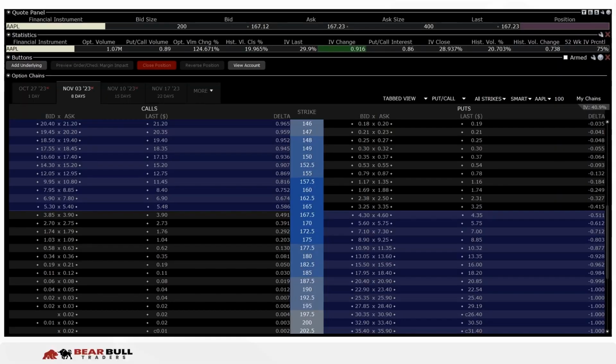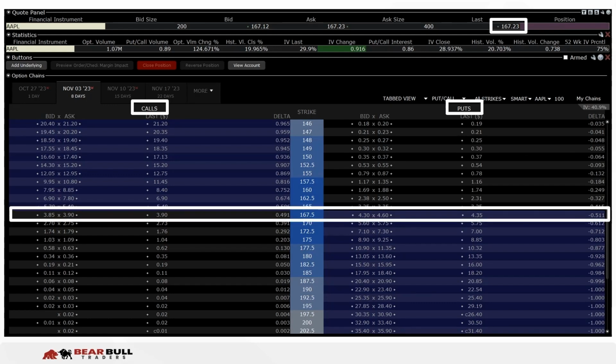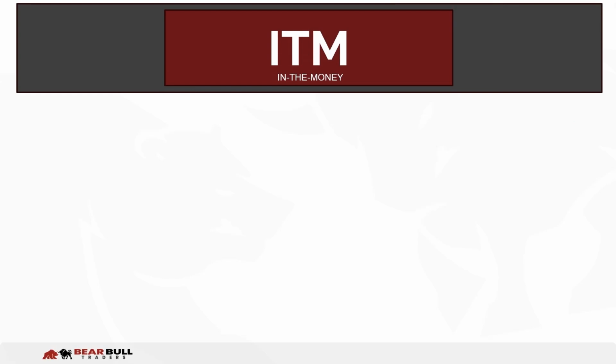Let's take a look at an option chain to see where we'll find an at the money contract. In this example, you'll notice the last sale price of Apple was $167.23. An at the money strike price will be the same for both calls and puts. In this scenario, the at the money strike price will be $167.50. This is because it's the closest to the underlying asset at $167.23. Let's now take a look at in the money contracts.